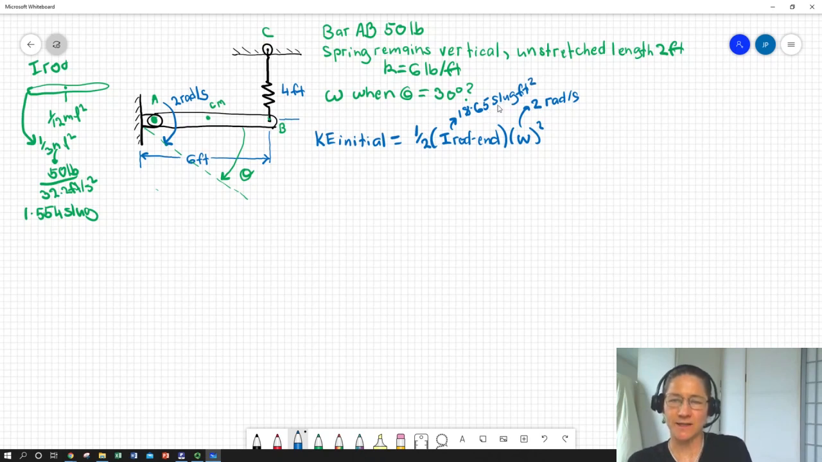So if we do slugs, a mass unit, feet squared, divided by radians per second squared, we'll end up with slug feet squared per second squared, which is going to be an energy unit, a foot-pound energy unit. So we know we've done that properly when we have the correct units. And we can get a number for that right now. That ends up being 37.3, referring to my notes instead of calculating it on the fly.